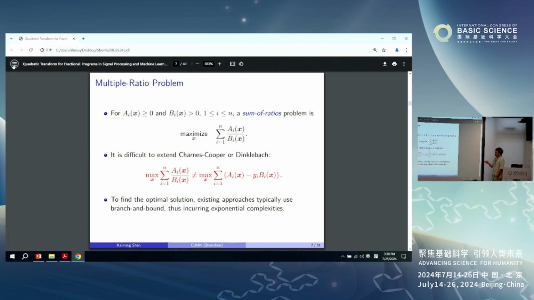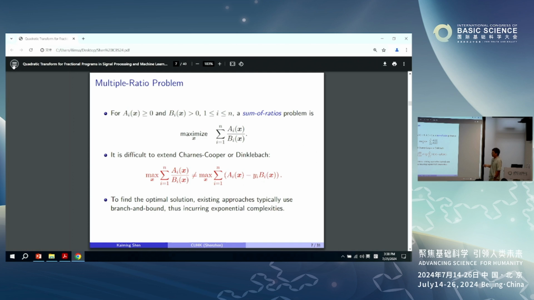A naive idea is to decouple each ratio simply by Dinkelbach's algorithm. So you may decouple A_i over B_i, and then introduce a new variable y_i. But it turns out that the resulting new problem may not be equivalent to the original problem. So this approach won't work. Actually, it's not easy to extend Shannon-Cooper algorithm either. So none of the classical approaches can be extended to multiple ratios. This is the issue with the classical FP theory.